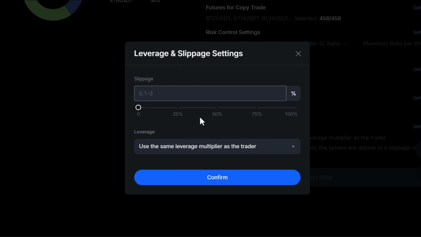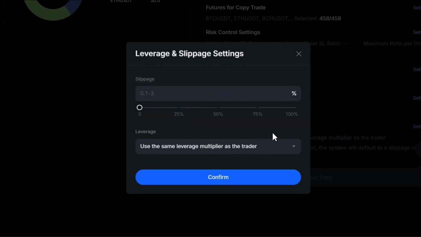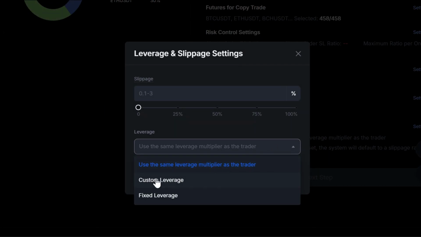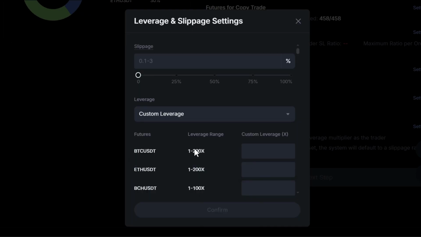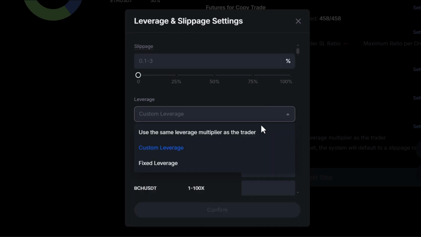Now look, setting a lower slippage can protect your copy trade's entry price, but it may increase the risk of copy order failure. Since your order is executed as a market order, the fill price may drift beyond the maximum slippage limits due to market volatility. You can also customize what leverage you're using. You can use the same leverage multiplier as the trader, a custom one, and also you can have a fixed leverage.